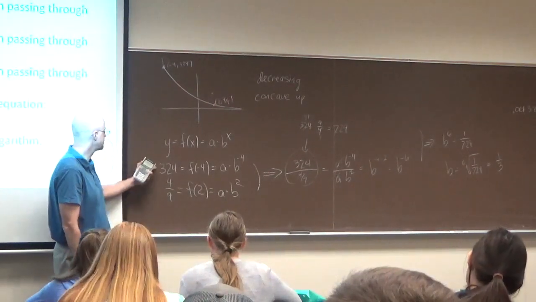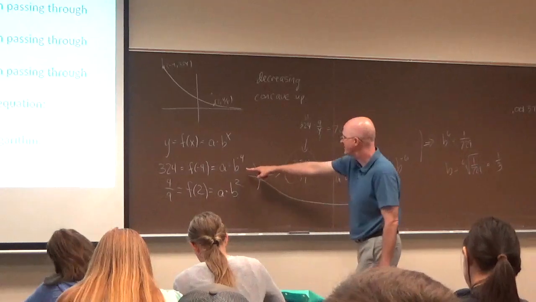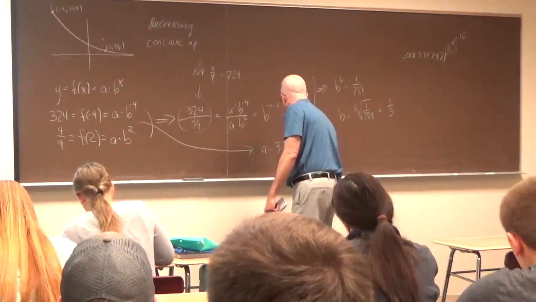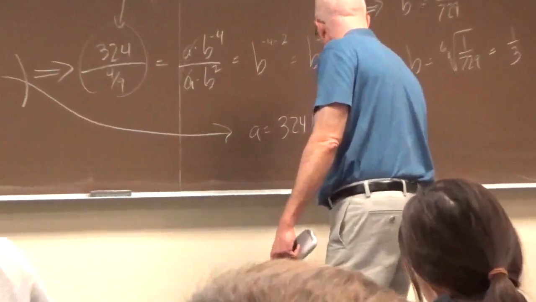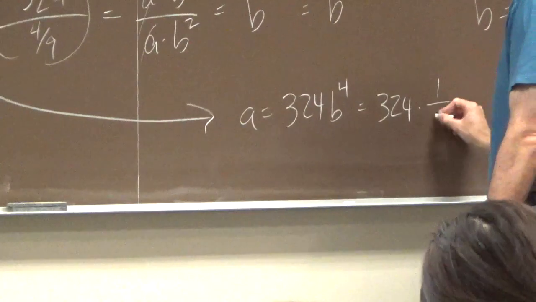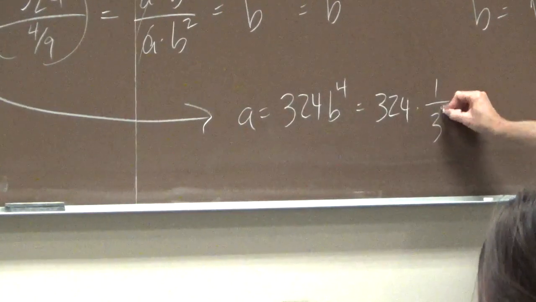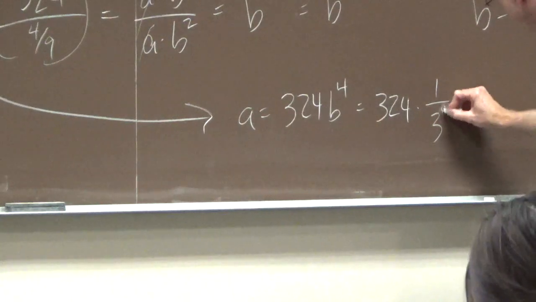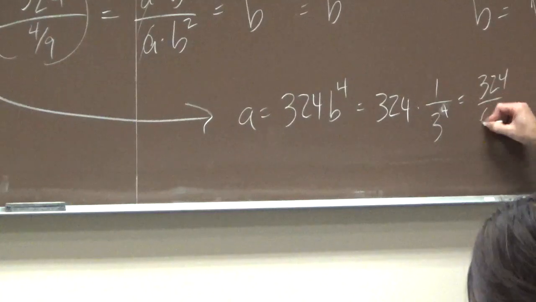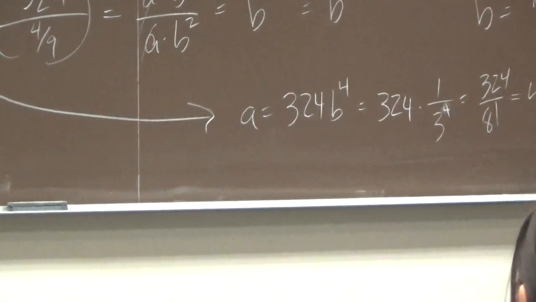Let's use the first one. Multiply both sides of that by b to the 4th. A will be 324 times b to the 4th. 324 times 1/3 to the 4th, which is the same as 1 over 3 to the 4th. 3 to the 4th is 81. That's maybe something that should be more easily memorized. That's 4.